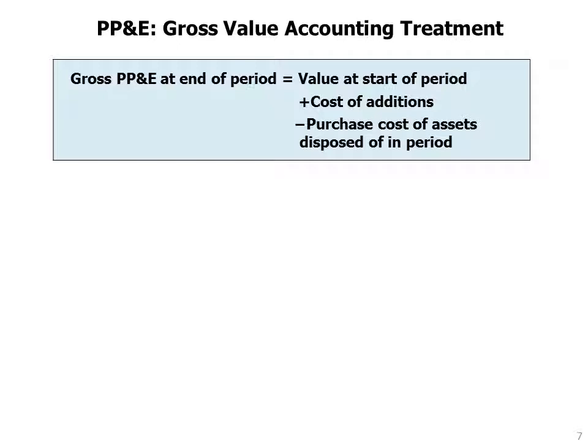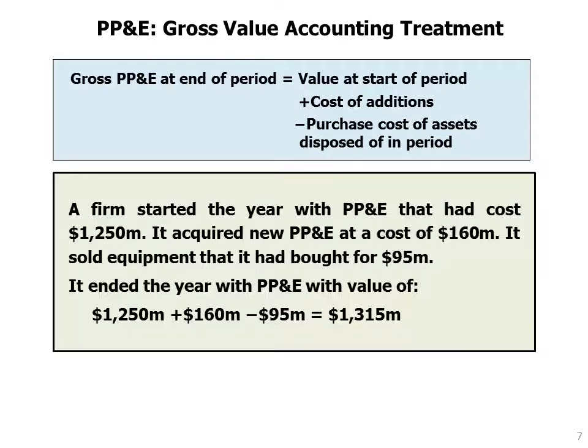So gross PP&E at the end of the period is equal to the value at the start of the period plus the cost of additions, less the purchase cost of assets that have been disposed of in the period. Let's look at an example. The firm started the year with PP&E that cost 1,250. It acquired new PP&E at a cost of 160. It sold equipment that it had originally bought for 95. It doesn't actually matter how much it obtained for it in the sale.